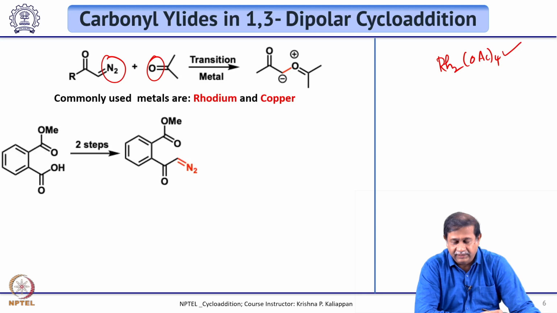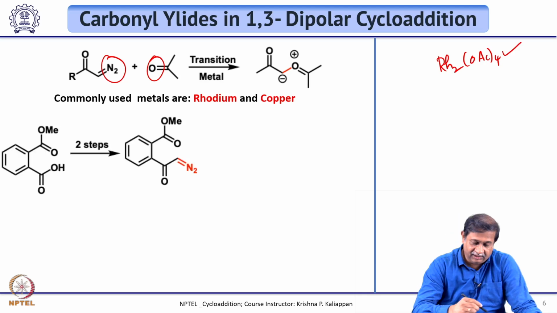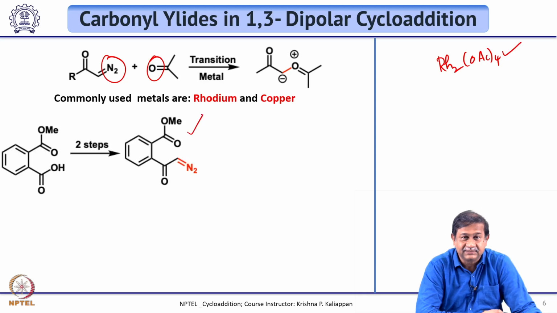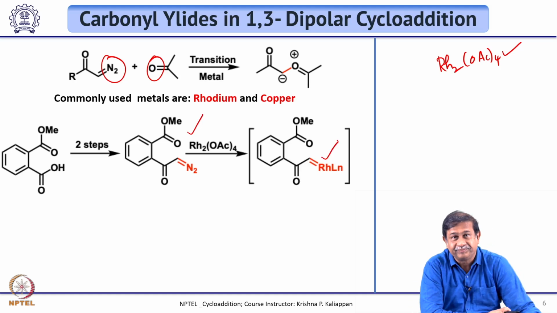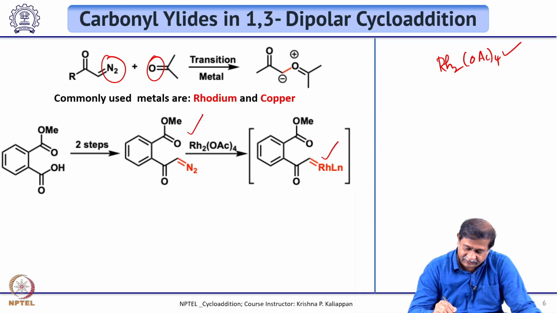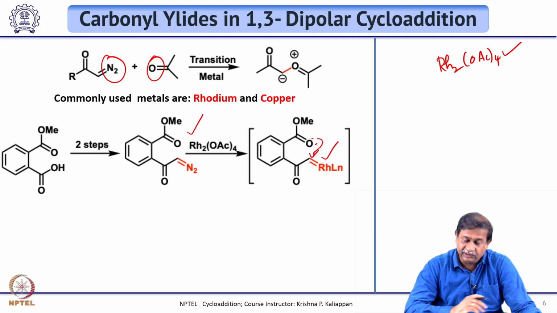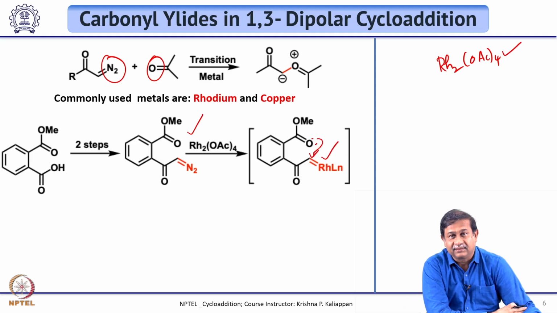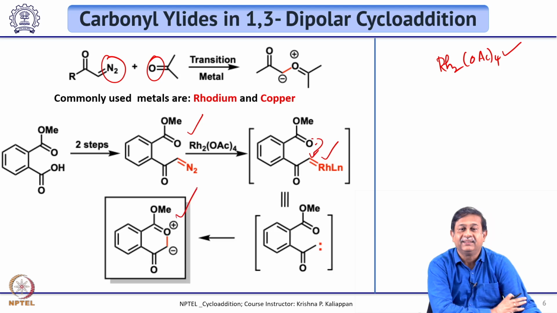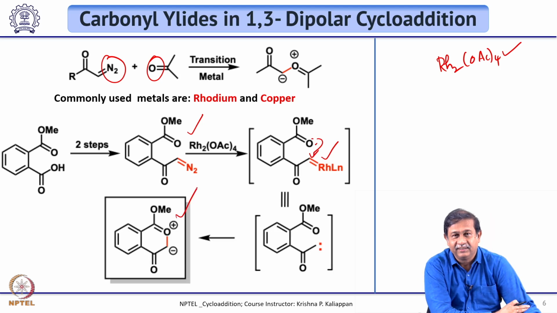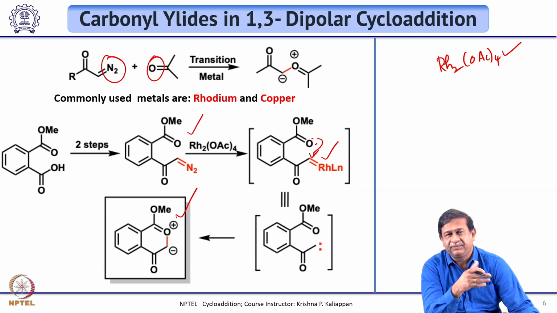So this dirhodium tetraacetate, when you have a substrate like this, first forms this carbenoid, and this carbenoid, as you can see here, this lone pair neutralizes the carbenoid to generate this carbonyl ylide. Okay. So, once you have this carbonyl ylide, then you can trap it with various dipolarophiles.